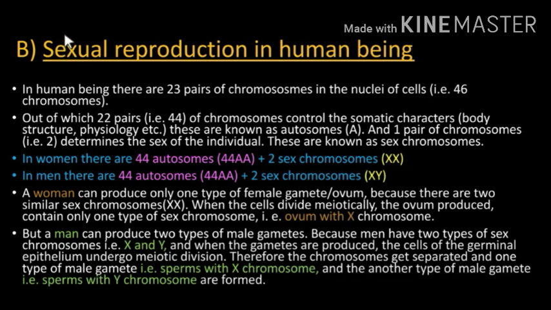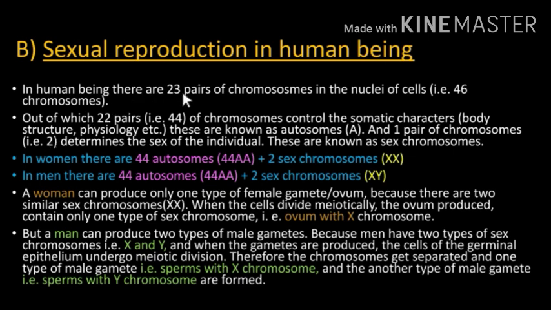Standard 10th Science and Technology Part 2, Chapter number 3, Life Processes in Living Organisms. Now in this chapter we are going to study about the sexual reproduction in human beings. In human beings there are 23 pairs of chromosomes. That means 46 chromosomes in the nuclei of the cells.